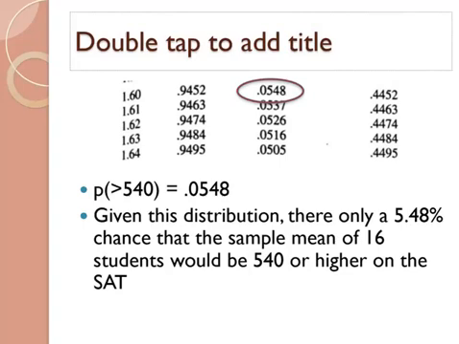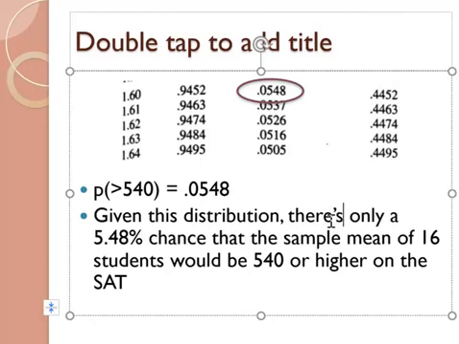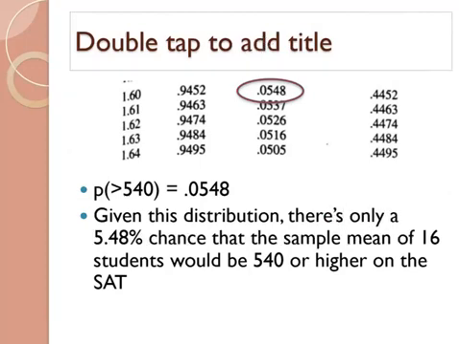So given this distribution, there's only a 5.48% chance that the sample mean of 16 students would be 540 or higher on the SAT. So we have a high probability that if we just pull one student, they get a 540 or higher. That makes sense. That's a common score. It's not that far from the mean. But for a sample of 16 people, if we took their average and that average is 540 or higher, the probability drops most dramatically to 0.0548, which hopefully makes reasonable, intuitive sense.